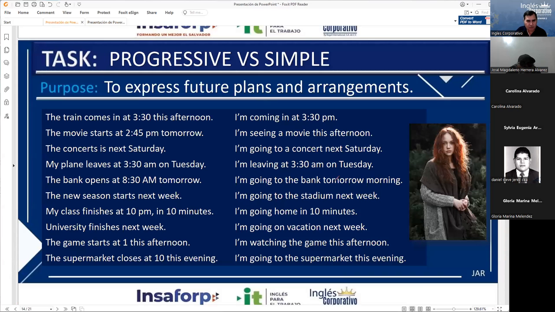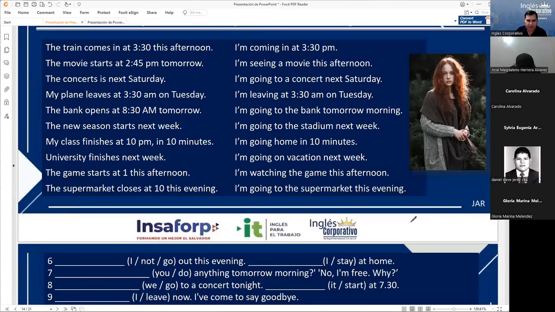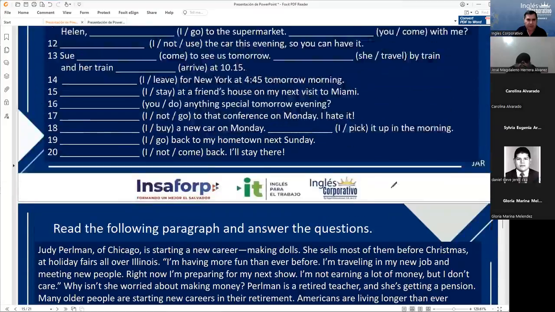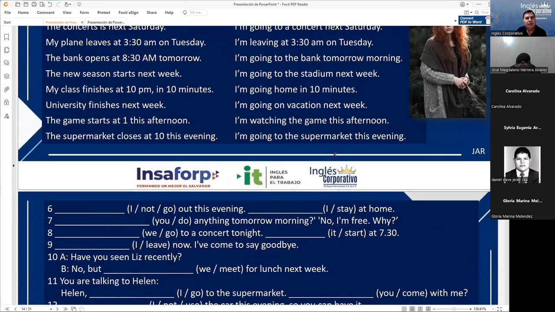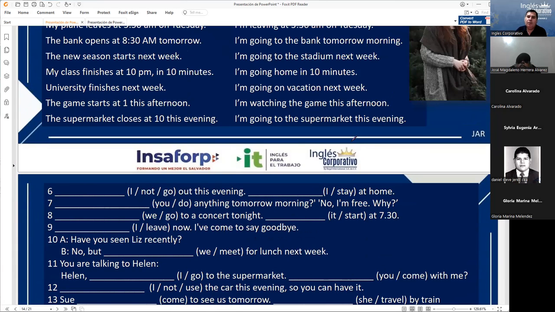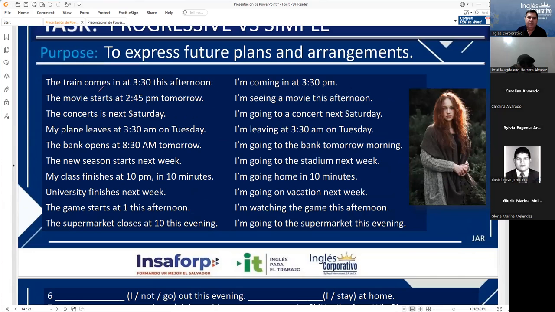Okay, now let's continue. Some examples. Because of time, I'm going to read them and then we're going to do the exercise. You're going to practice the reading and you're going to complete with the present progressive or present simple. Complete with something similar to this or similar to this. Okay, the train comes in, entra. Come in es entrar. The train comes in at 3:30 this afternoon.